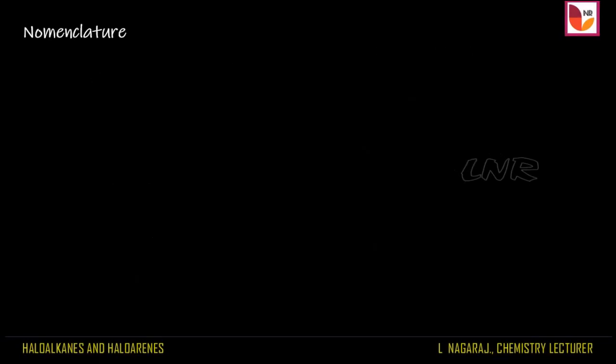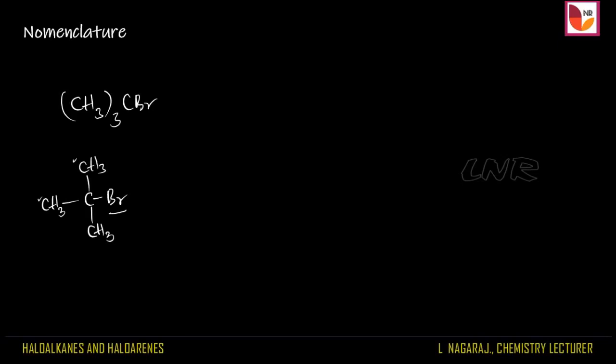Let us take one more example, that is CH3 thrice CBr, that is the molecule is to be written as CBr, and this carbon contains three methyl groups. Here the halogen atom is attached to a carbon, and that carbon is attached to three more carbon atoms. Hence the carbon is to be represented as tertiary, or the halogen attached carbon does not contain any hydrogen, hence it is to be called as tertiary.